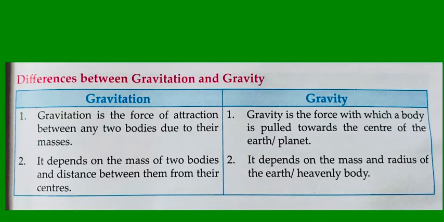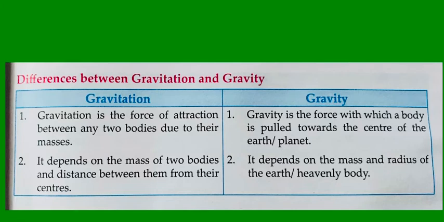You can see on the screen that the first difference is: gravitation is the force of attraction between any two bodies due to their masses. But gravity is the force with which a body is pulled towards the center of the earth or planet. The second difference is that gravitation depends on the mass of two bodies and the distance between their centers. This is explained by its formula.